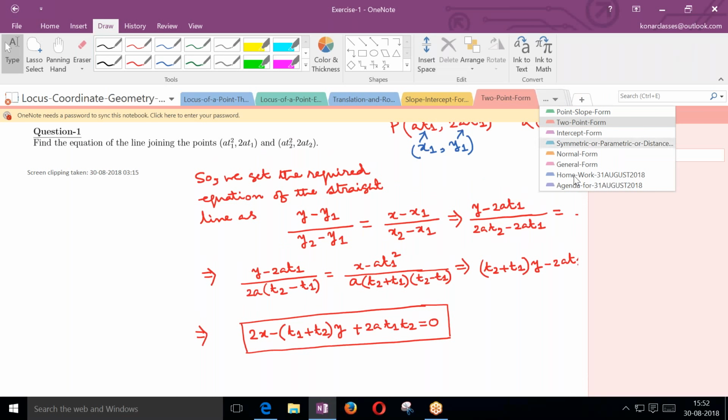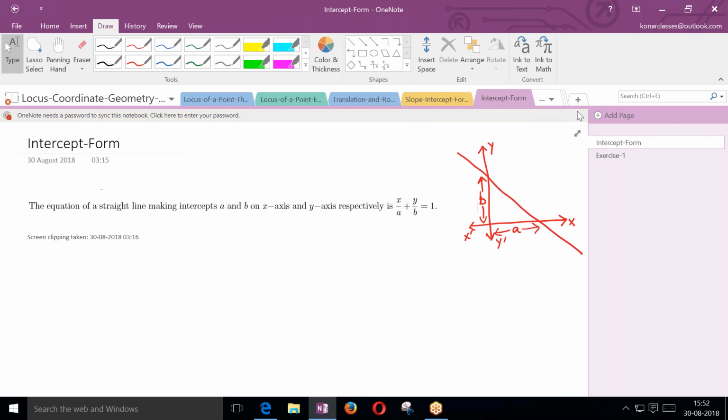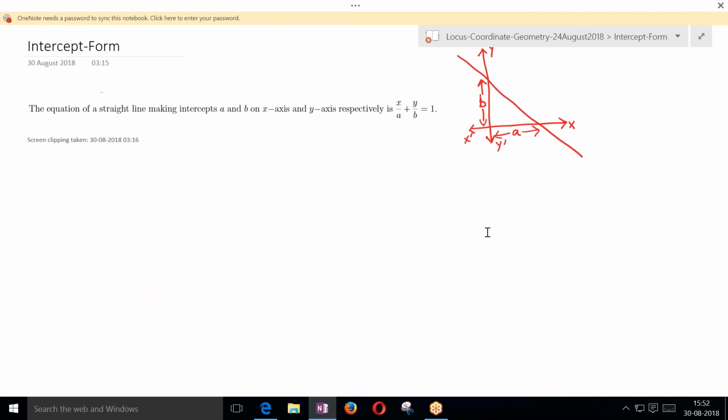So what we understood so far is that the slope-intercept form is done, point-slope form is done. We just now did the two-point form. Now we are going to discuss the intercept form. Let's see what the intercept form is. So in intercept form, what is given is the required straight line, if you see this required straight line.